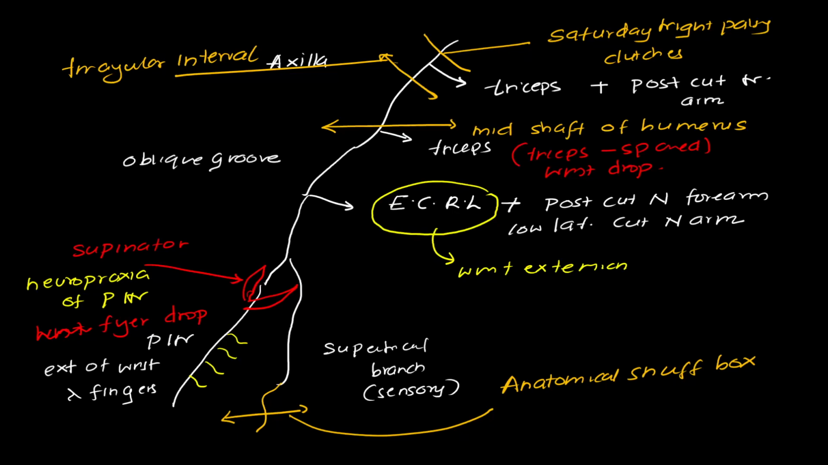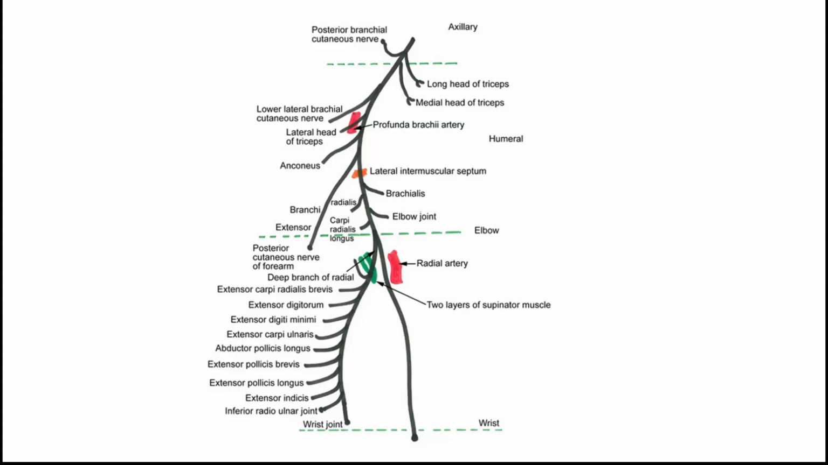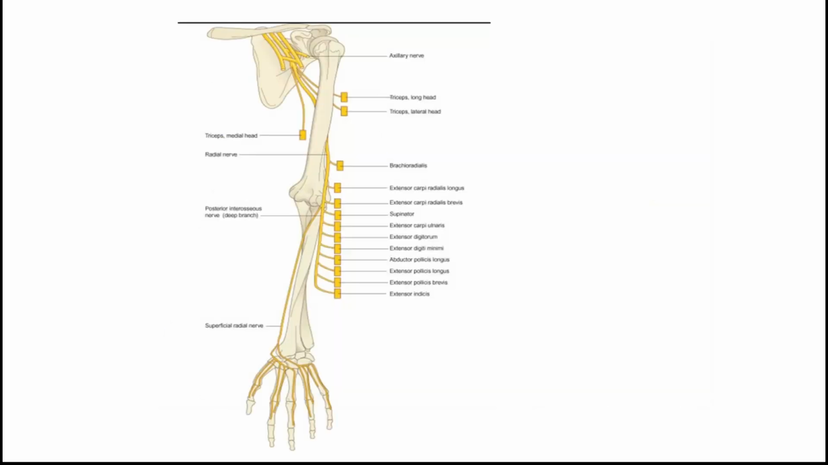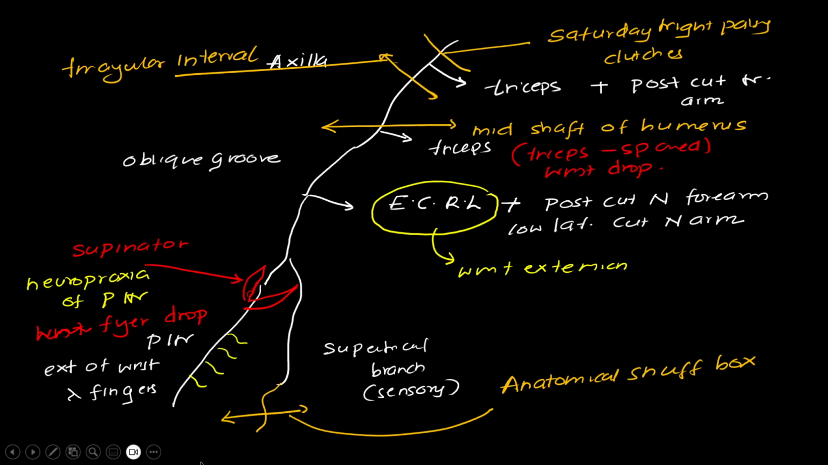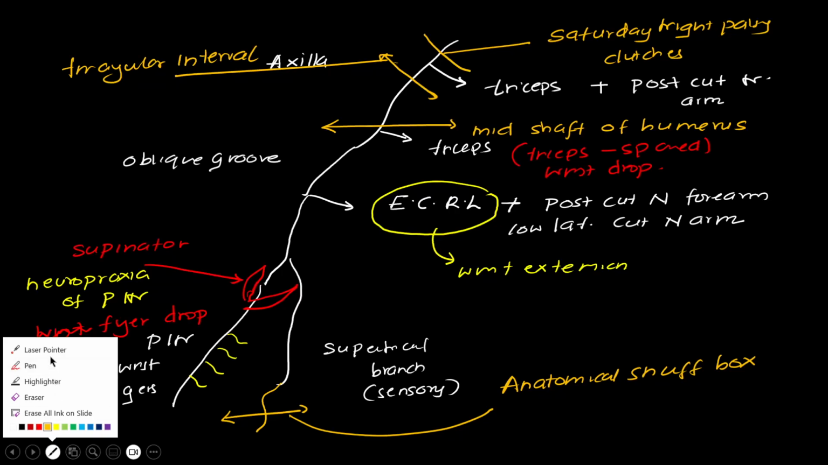Now, in addition to that, as I said, the radial nerve is coming from the posterior cord. It consists of nerve roots from C5 to T1.